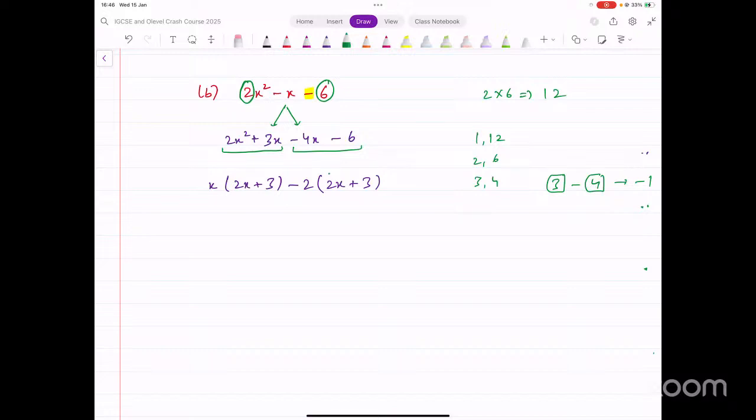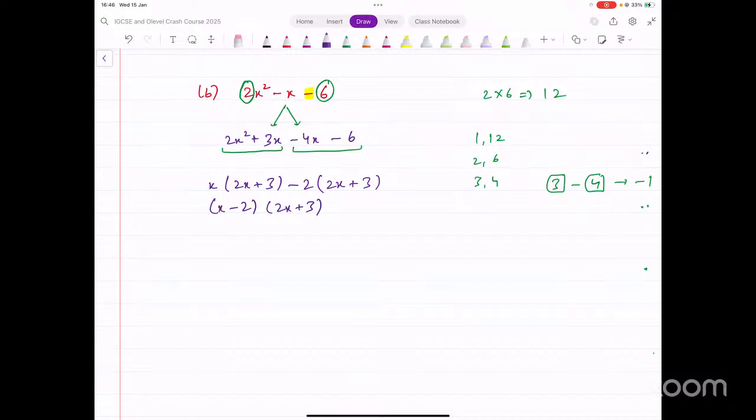And now you see this bracket and this bracket, they are again the same. That's a sign that you've done your working correct. And now this turns out to be x minus 2 into 2x plus 3, and that is the factorized form that we were looking for.